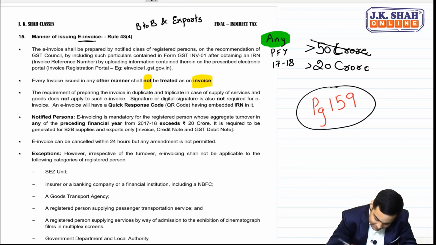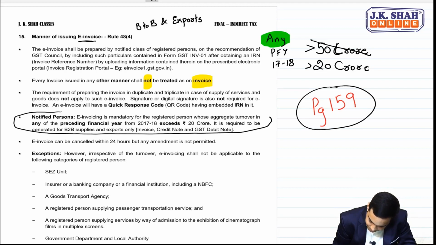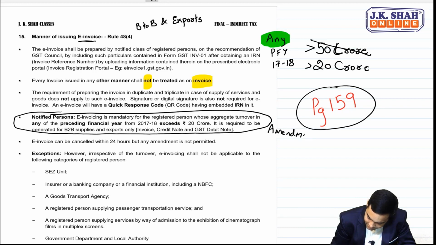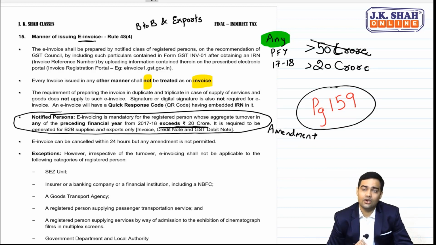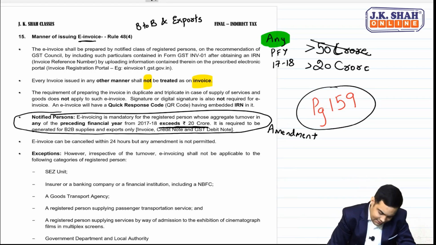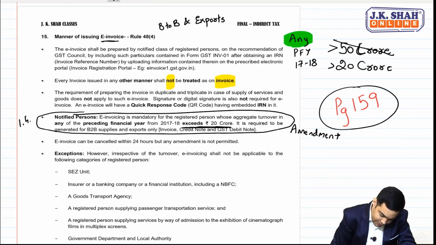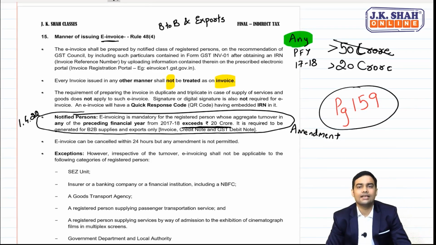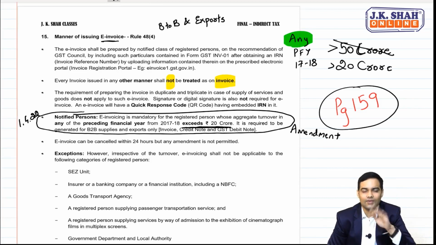Where is the change, sir? This one. Amendment. What is the change, sir? 20 crores. Earlier, this was 50 crores. Now it has been made 20 crores. Yes, this has come recently, 1st April 2022. I'm not required to remember the dates. Still, I'm giving you the date. With effect from 1st April 22, if turnover exceeds 20 crore, then in that case, you are required to generate e-invoice.